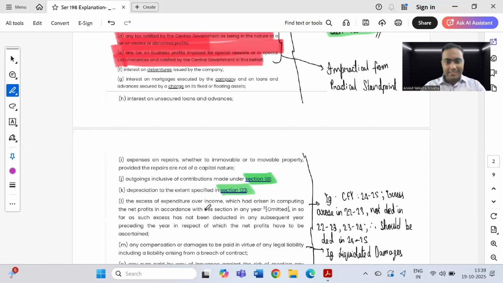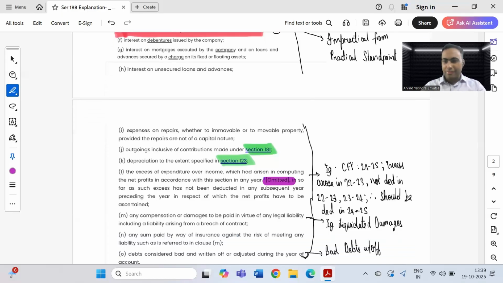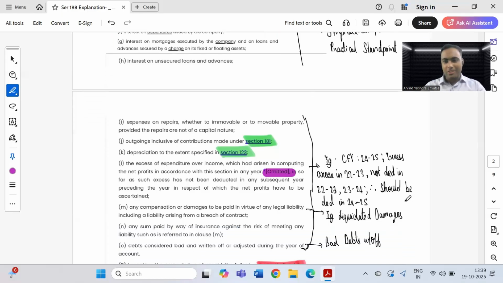Next, the excess of expenditure over income which has arisen in computing the net profits in accordance with this section in any year, insofar as such excess has not been deducted in any subsequent year of which the net profits have to be ascertained. So this is omitted, guys. This is not in force right now. If you want me to explain this, you can just comment down below. I'll maybe write it down in the pinned comment as to what they're referring to here.